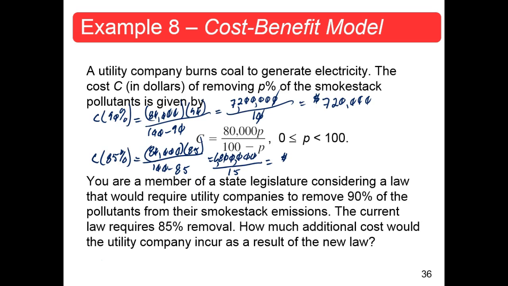A little louder. 433,000? Huh? 53,000. 333. I thought that might be coming. And 33 cents. Okay. Look at that. Not quite a doubling, but awfully close to it. To get that extra 5% reduction, it's going to cost you almost twice as much as it did to get the 85% reduction. Not quite.